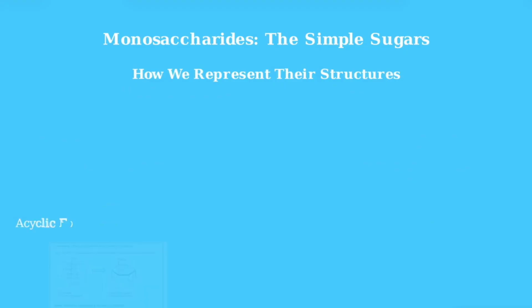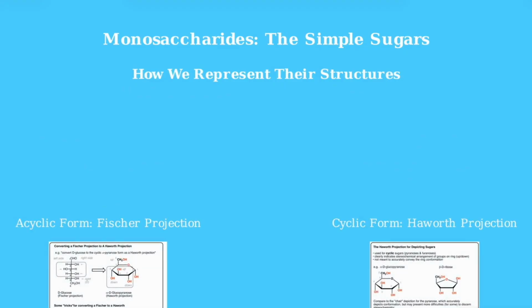We can represent monosaccharides in two main ways. The acyclic form uses Fischer projections, which show the molecule as a straight chain. The cyclic form uses Haworth projections, showing the ring structure that forms when the molecule folds.